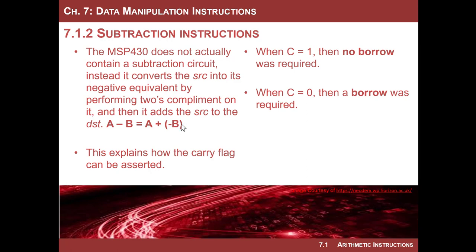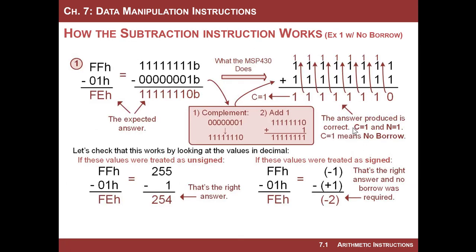The reason that you need to understand this is because we track whether a borrow occurred by using the carry flag. And it turns out that if you look through the details of how 2's complement works to take the 2's complement of B to make it a negative number, it'll help you understand why when there's a borrow, you get a carry equal to 0, and when there's not a borrow, you get a carry equal to 1. So let's go through 2 examples by hand and see how this works.